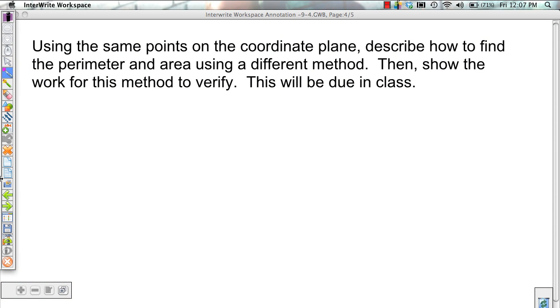So now using the same points, E, F, G, and H, I want you to describe a different way to find the perimeter and area. I want you to write this down in your notes, and I want you to show the work to verify that you get the same answers that we got. This will be due at the beginning of class on either Monday or Tuesday. It will be a part of your daily grade for this unit. So make sure that you take the time to really think about another way that you could have done perimeter and area using these same coordinates.